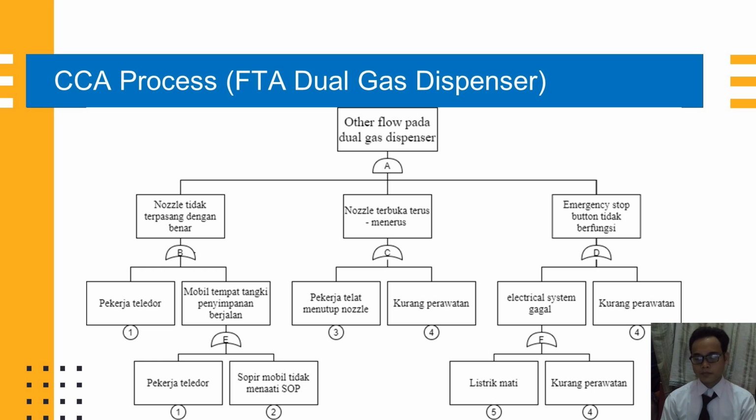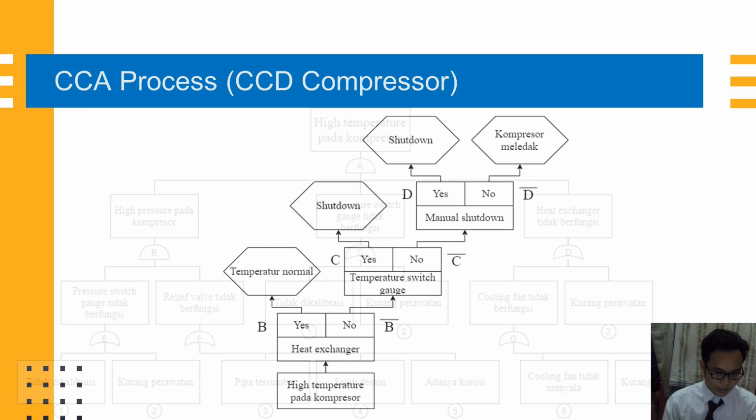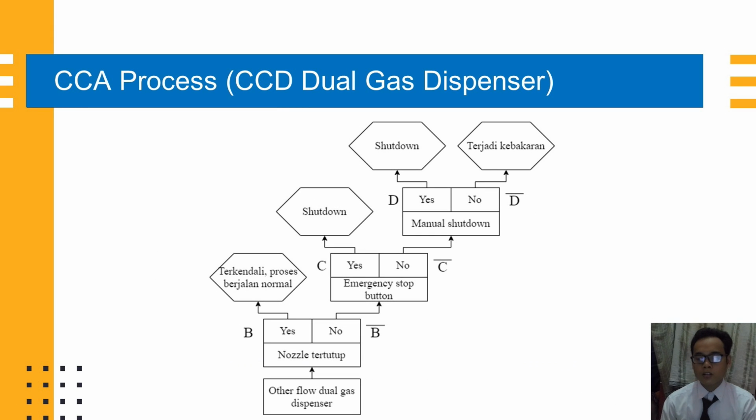and power failure. The last process in the cost consequence analysis work is making the cost consequence diagram. Here is the cost consequence diagram of the high temperature on the compressor, and here is the cost consequence diagram of the other flow in the dual gas dispenser.